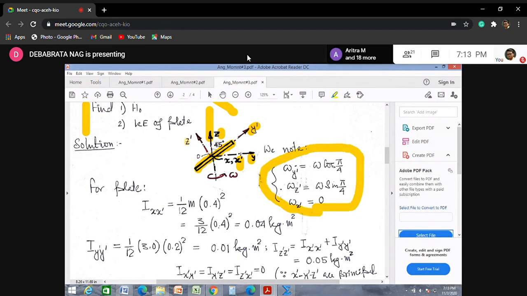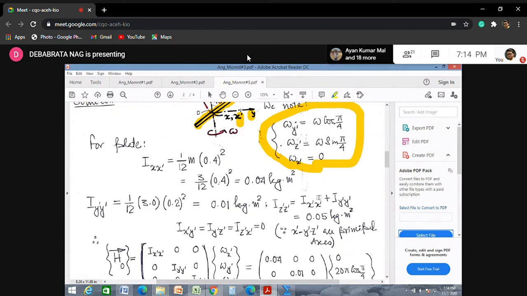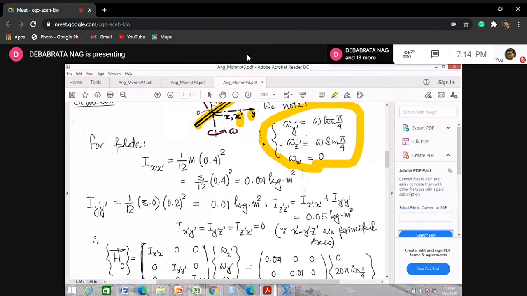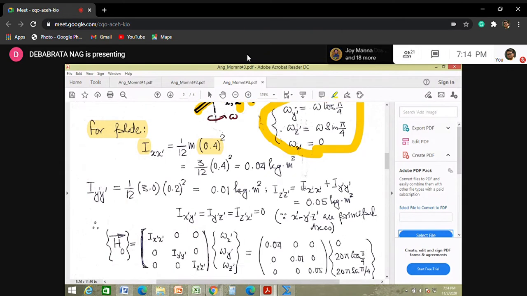And now I individually find out the inertia terms. I x dash will be like this, I y dash will be like this, I z dash will be like this. These are the standard results which are known for our rectangular plate. So these results are known, m by 12 into the length squared, etc. And this is the perpendicular axis theorem. Because it is a plate, the perpendicular axis theorem is valid.